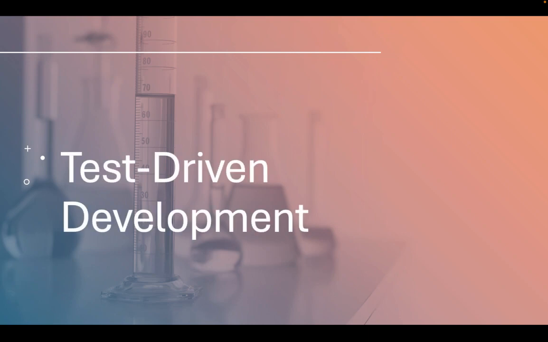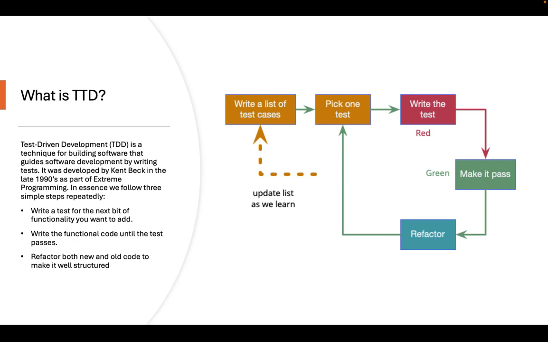So we're going to talk about test-driven development. What is TDD? Test-driven development, TDD, is a technique for building software that guides software development by writing tests. It was developed by Kent Beck in the 1990s, in the late 90s to be exact, as part of extreme programming. In essence, we follow 3 simple steps repetitively.